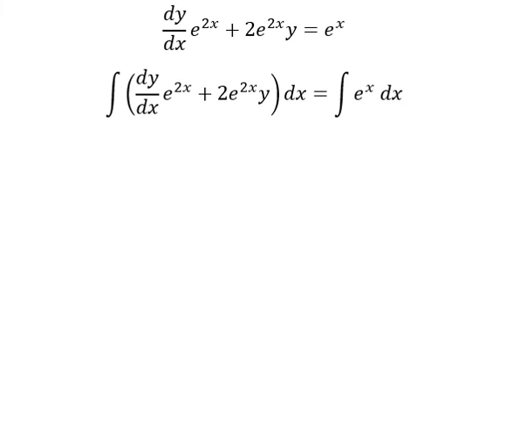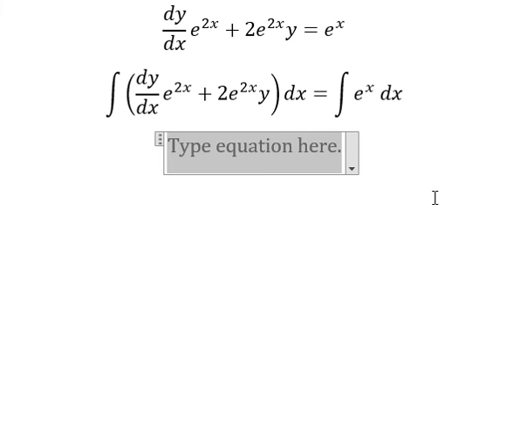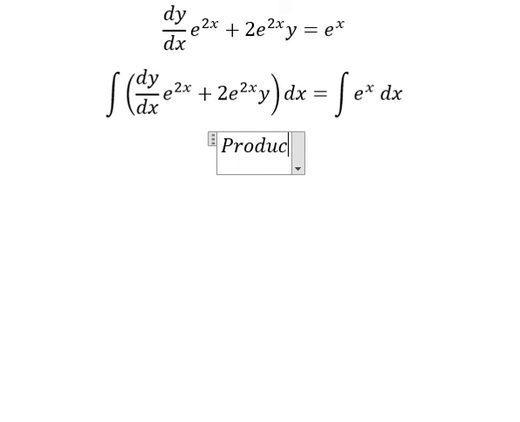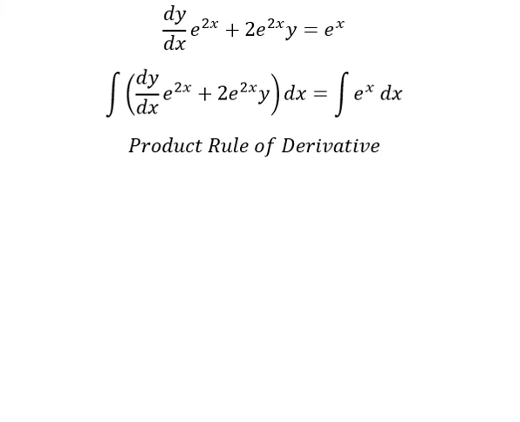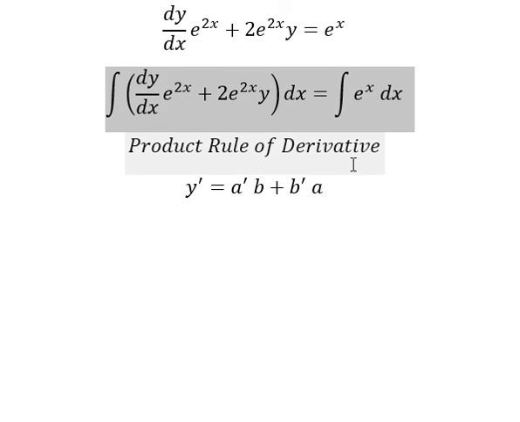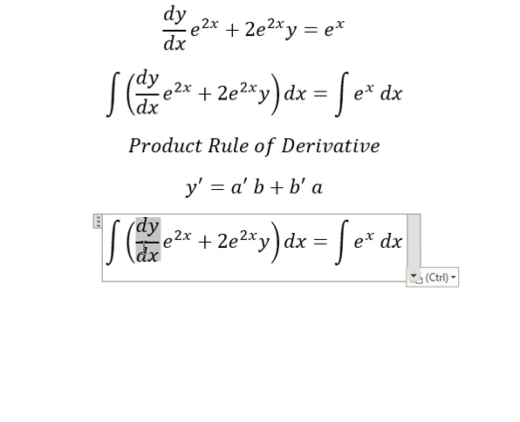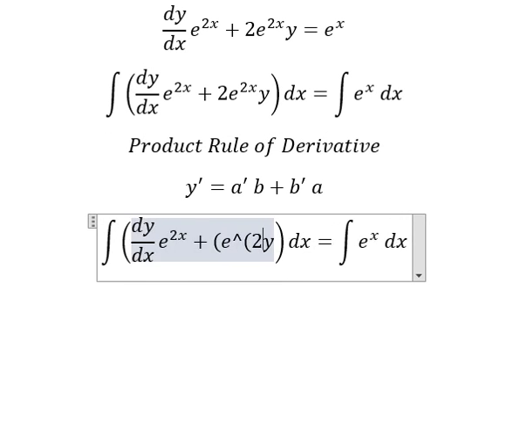Next, we can use the product rule of derivative. So we have the first derivative of y equals the first derivative of a multiplied by b plus the first derivative of b multiplied by a. So this one we have the first derivative of a multiplied by b. This one is the first derivative of b multiplied by a.